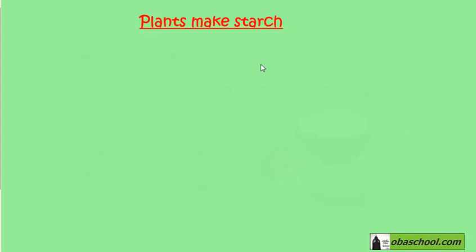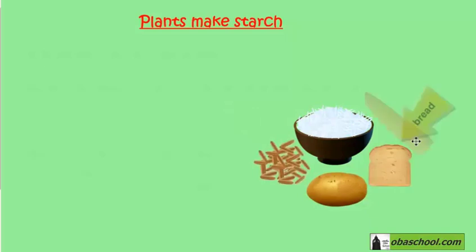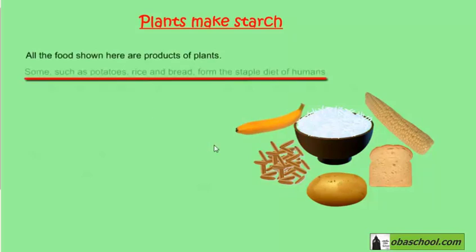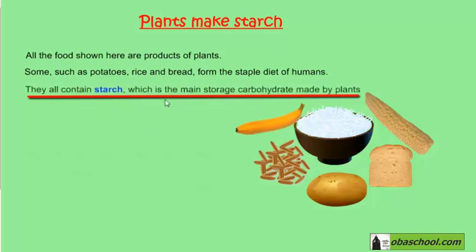There are many plants that we eat and contain starch. For example, rice, potatoes, wheat, bread, maize or corn, in addition to the banana. All the foods shown here are products of plants, and they mainly contain starch. Some of them, such as potatoes, rice, and bread, form the staple diet of humans. They all contain starch, which is the main storage carbohydrate made by plants.